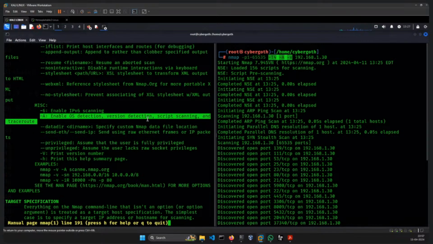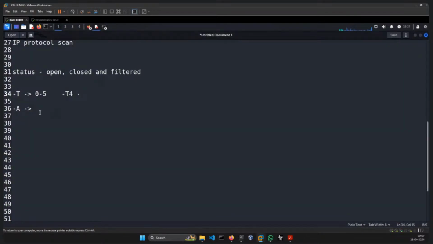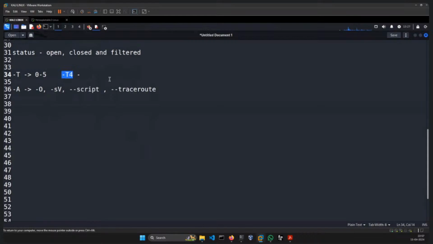That's OS detection, version detection, script scanning, and traceroute. If we look at a bit more of it, -O, -sV, then there is script and traceroute. So all of this scanning is running at this speed, and you can imagine what kind of pressure this will put on our target machine. Whenever you are scanning, always be careful with your timing and this aggressive mode.